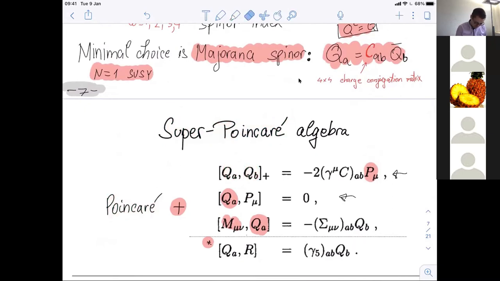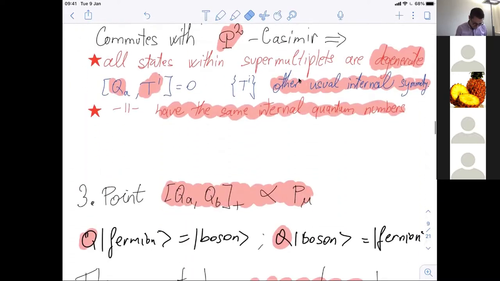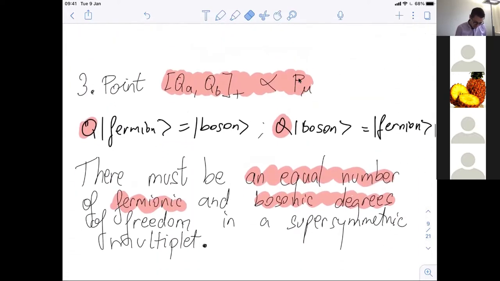Yes, Admir, I would have just a question on the last point. I didn't get this connection. From this anti-commutation relation, does it follow that when Q acts on a fermion, you get a boson? Yeah, so there is a lengthy derivation of this result. I'm just stating this result.